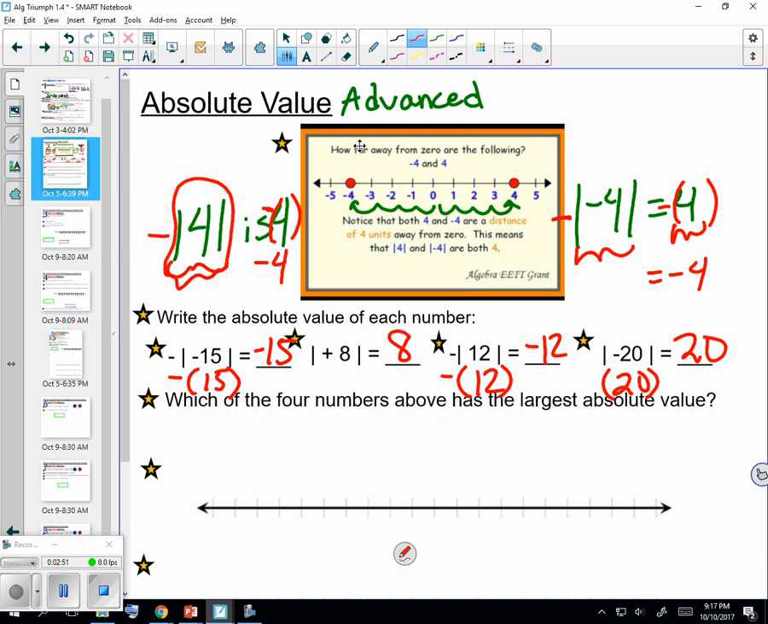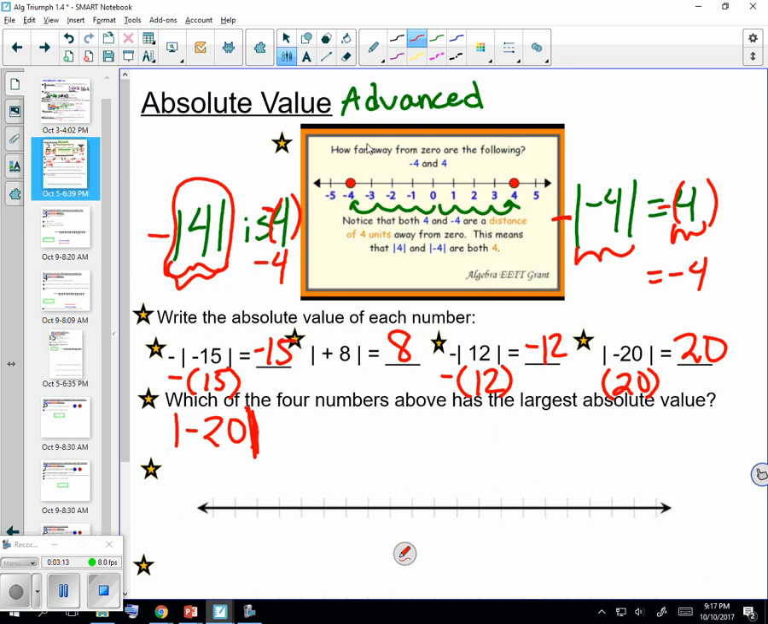Which of the 4 numbers above has the largest absolute value? Who is the furthest from 0? Now, this is kind of strange to ask because we have both positives and negatives, but we can still say who's the furthest. The furthest is going to be which number? Absolute value of -20.